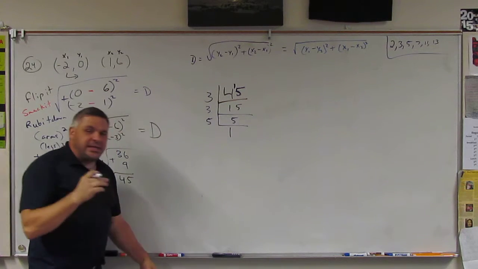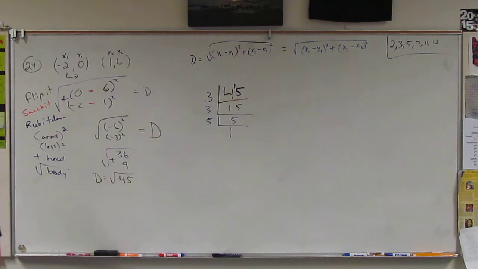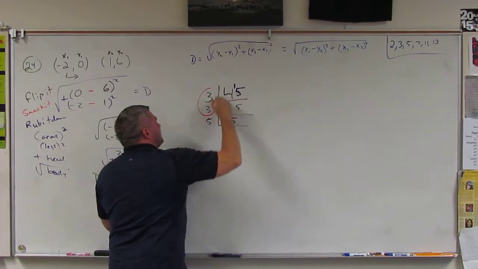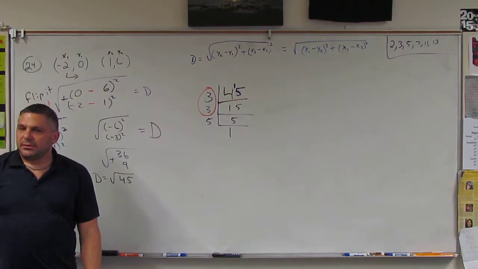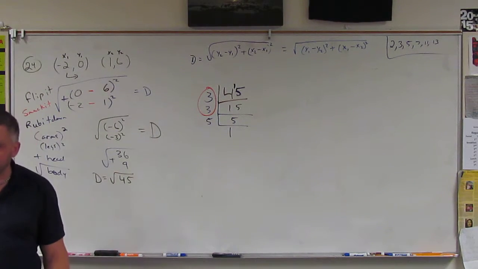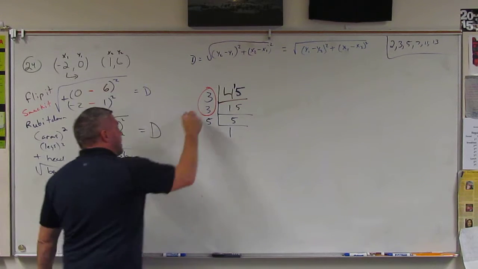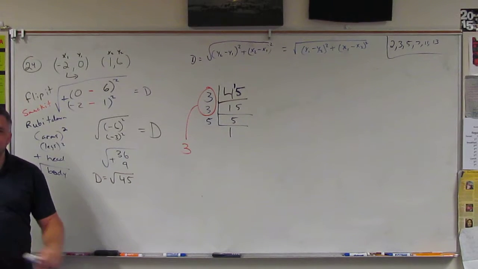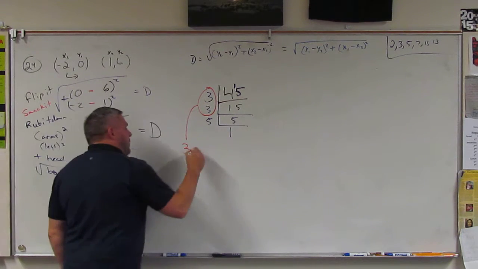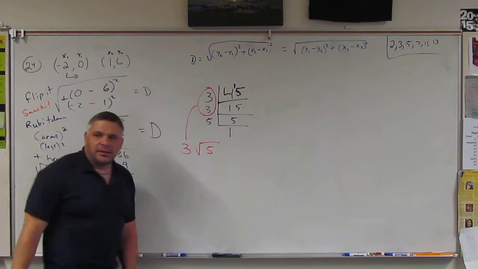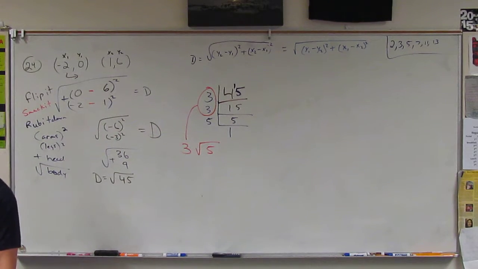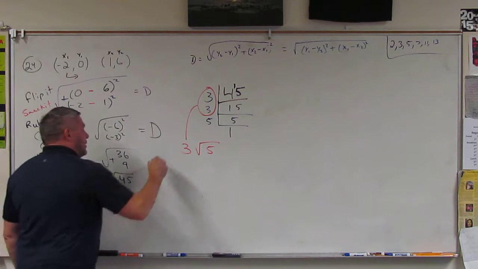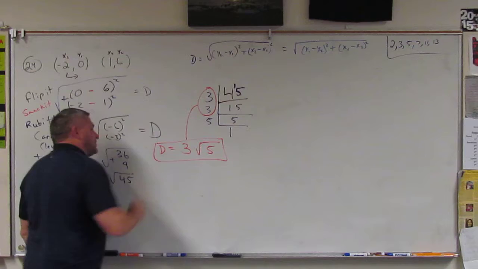Okay? Now here's the key. You pick out your pairs. Okay? I got a pair of 3s. I circle that. And for every pair I circle, I take one of them out. Now anything that's not circled goes back into the radical. Okay? Goes back into the radical. And that is simplifying the radical. The distance is 3 square roots of 5.